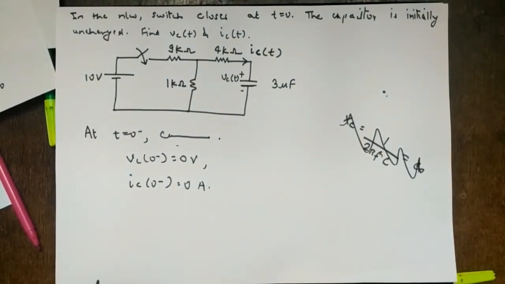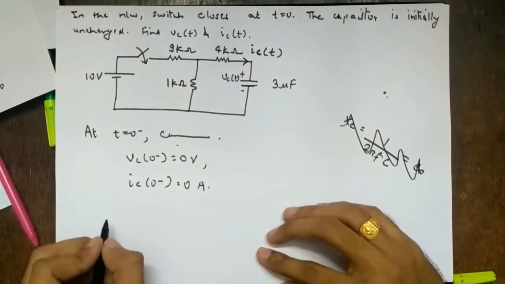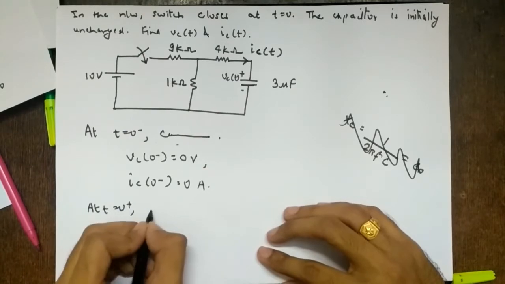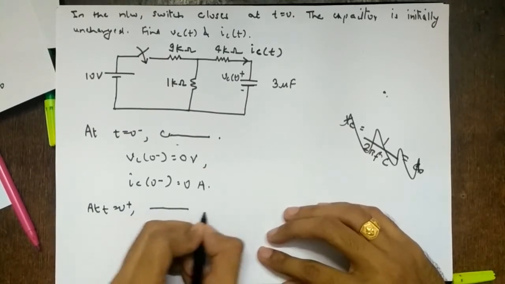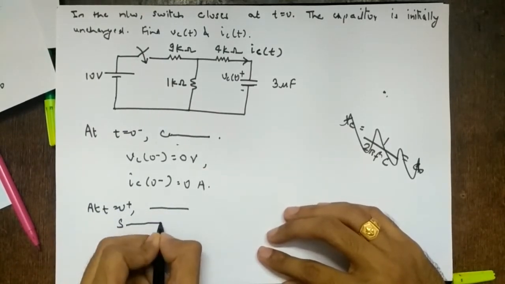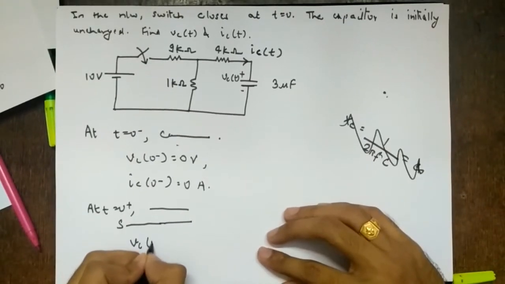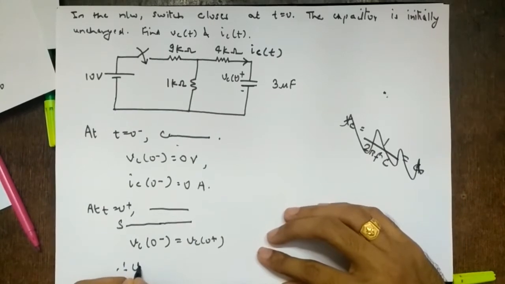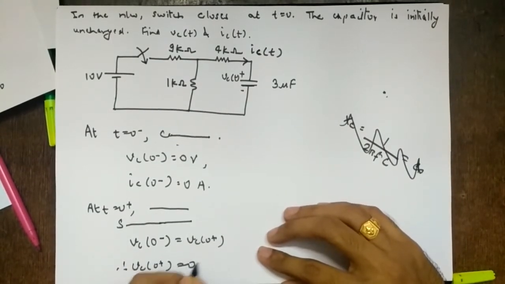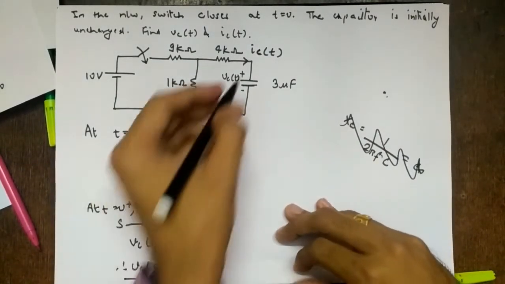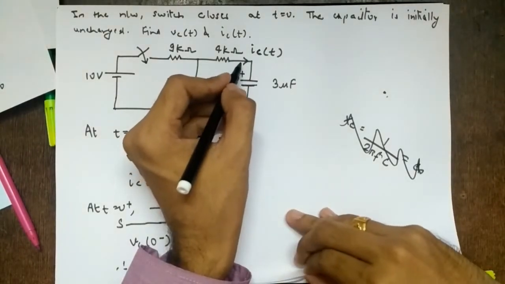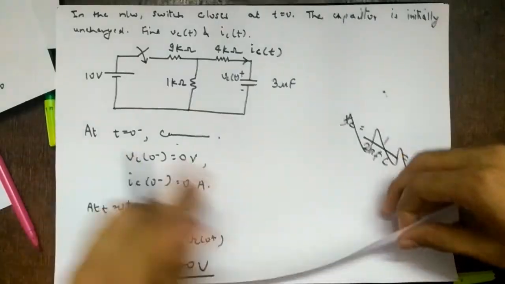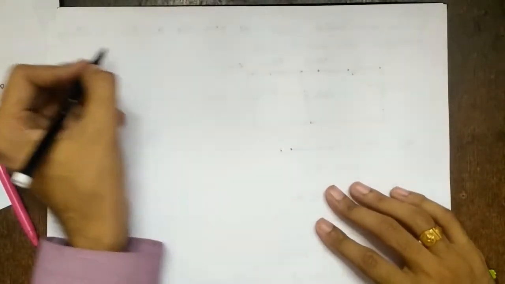So what will happen at t equal to 0 plus? Switch is closed. So at t equal to 0 plus, the switch is closed. Then you will again say, since voltage across capacitor cannot change instantaneously, Vc of 0 minus equal to Vc of 0 plus. So therefore Vc of 0 plus equal to 0 volts, right? But you need to find Ic of 0 plus, right? You will require that. So you will have to draw the network.